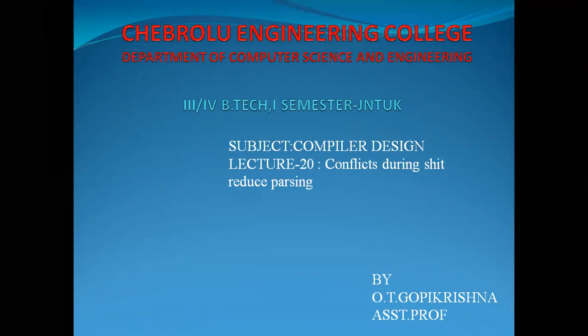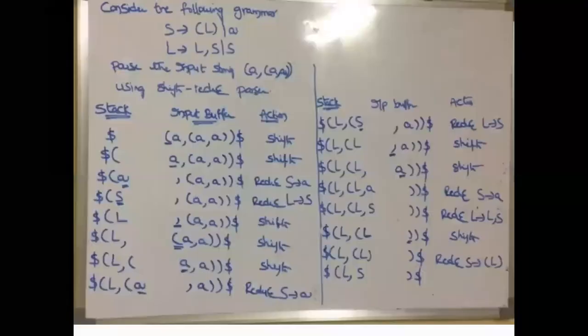In the previous class we discussed what bottom-up parsing is, what handle pruning is, and what a shift reduce parser is, with examples. We can see one more example in shift reduce parsing. After that we will discuss conflicts during shift reduce parsing. So the example for shift reduce parsing is this.